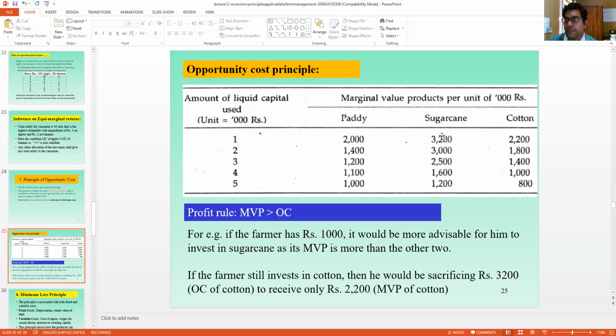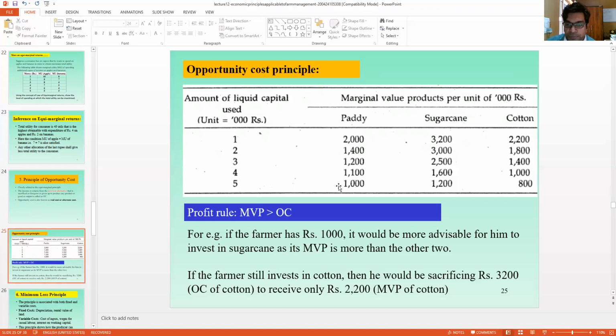So instead of sugarcane, the farmer takes up cotton, right? He'll be getting a return of 2,200. Now what is the opportunity cost of cotton? Opportunity cost of cotton is 3,200, because that is the returns foregone or returns sacrificed of the next best alternative. The farmer is sacrificing a return of 3,200 and he is obtaining a return of 2,200. So the opportunity cost should always be minimum when compared to the returns.